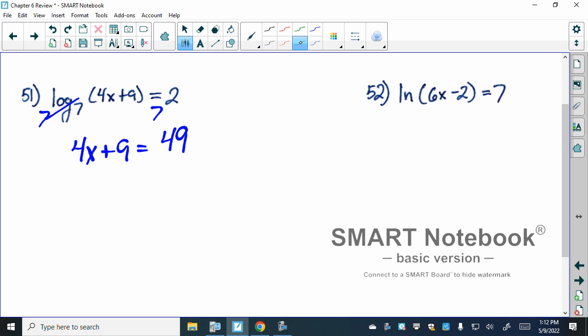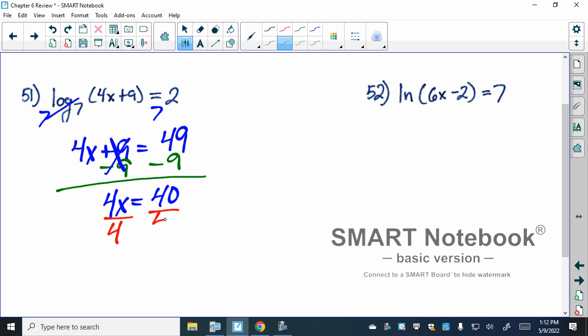After we apply the base of 7, now we just need to solve for the value of x. So the first thing we can do is subtract 9 from both sides. If we subtract 9 from both sides, these will cancel out, telling us 4x is equal to 49 minus 9. Divide both sides by 4, telling us x is equal to 10.